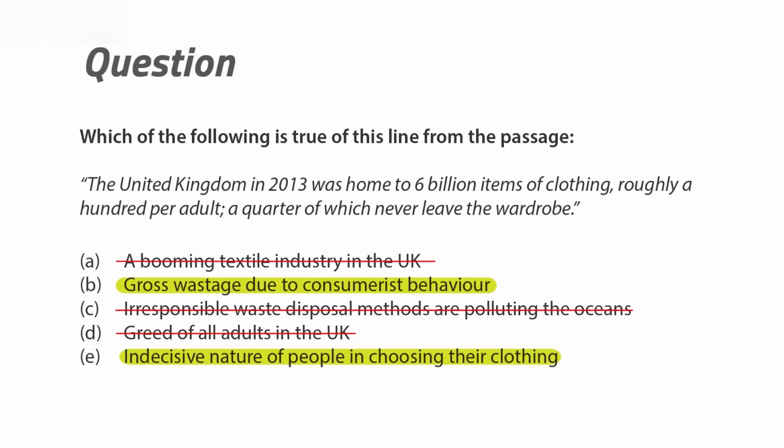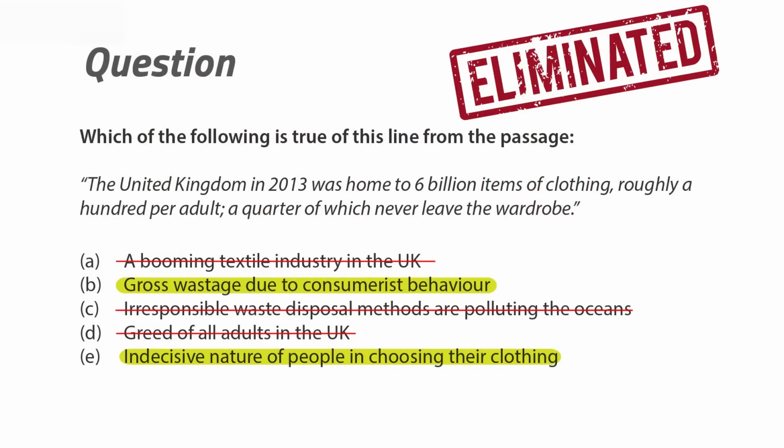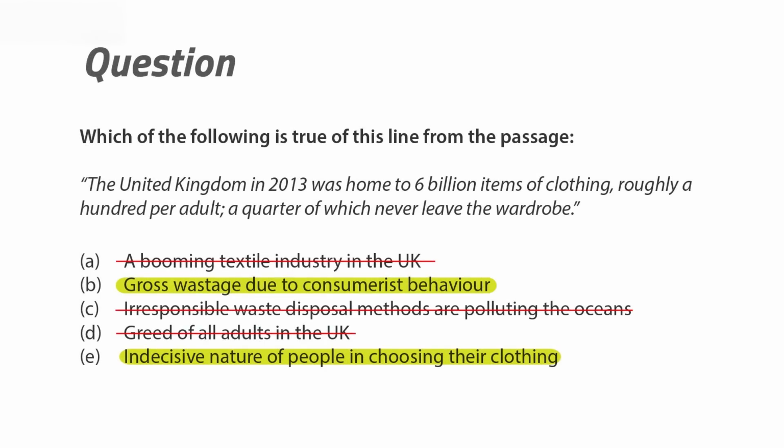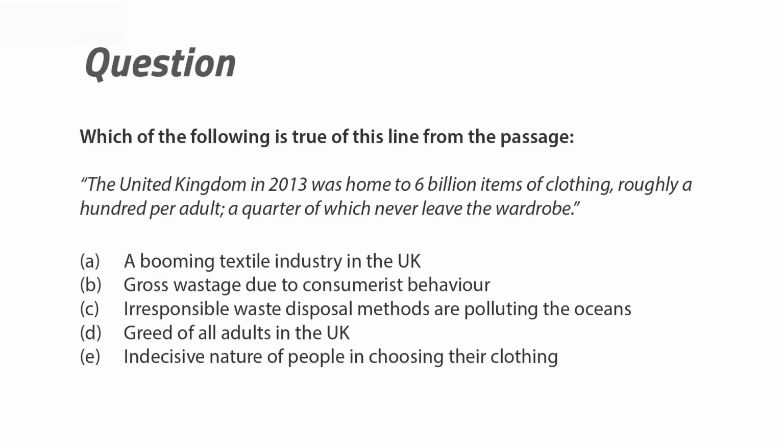So now that we've successfully eliminated 3 out of 5 choices, we're left with option 2 and option 5. So what do we do now? What could be the tiebreaker in this case? The key here lies in reading the rest of the passage and evaluating the central theme of the passage, which in this case is about the amount of garbage generated worldwide and not the indecisive habits of people. Kudos to you if you guessed it right the entire time. The correct answer is option B, gross wastage due to consumerist behavior.